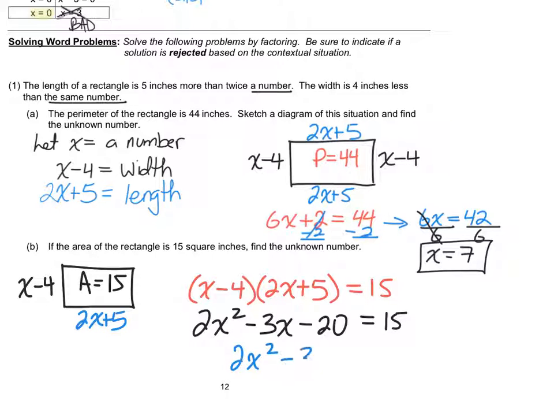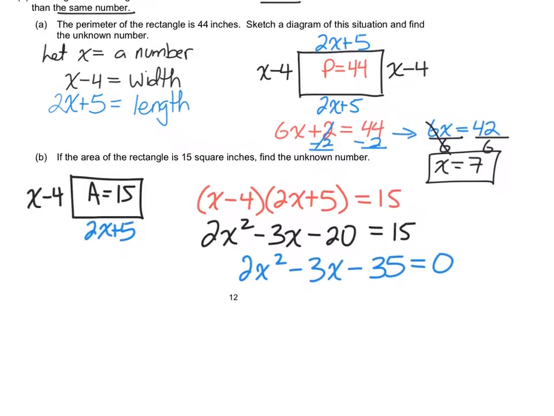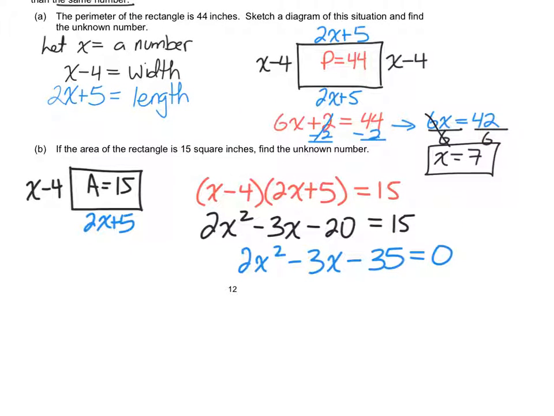2x squared minus 3x minus 35 equals 0. The reason I knew to do that, I'm subtracting the 15 from both sides, is because it's quadratic. If it's quadratic, you have to have everything on the same side of the equation. Quadratic, again, means the highest power in your equation is 2. All right? So it's a polynomial where the highest power is equal to 2.